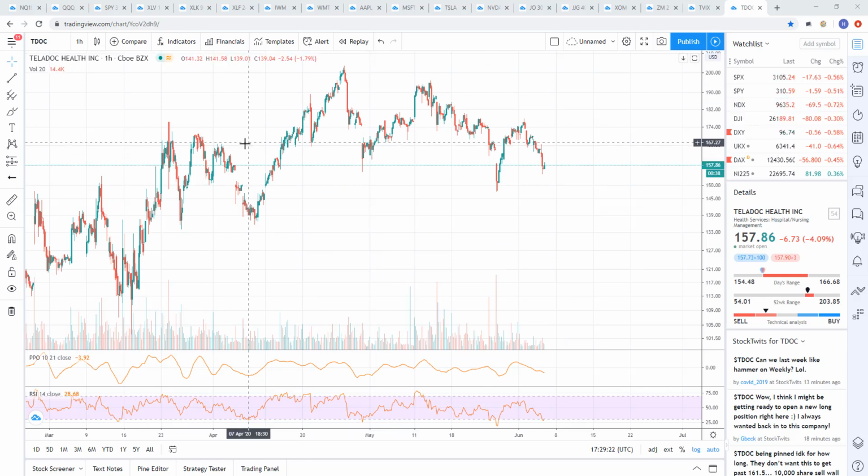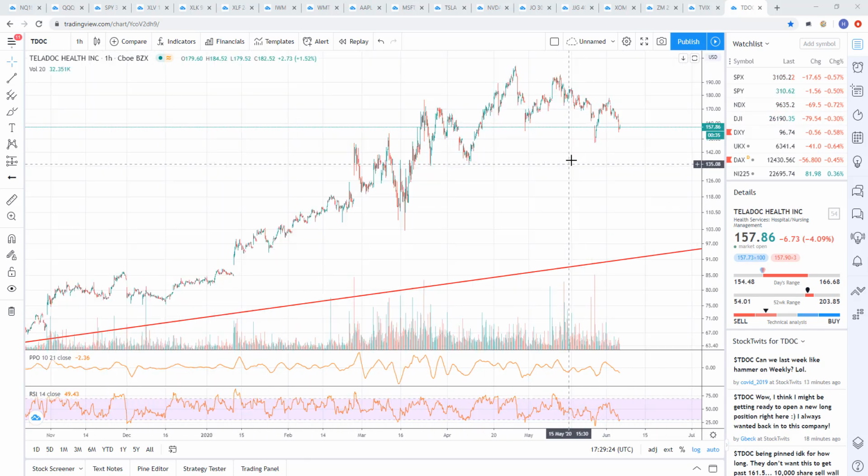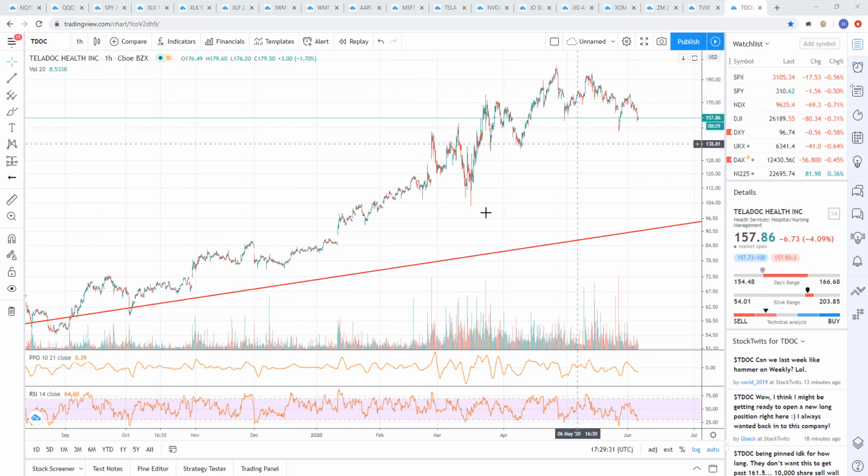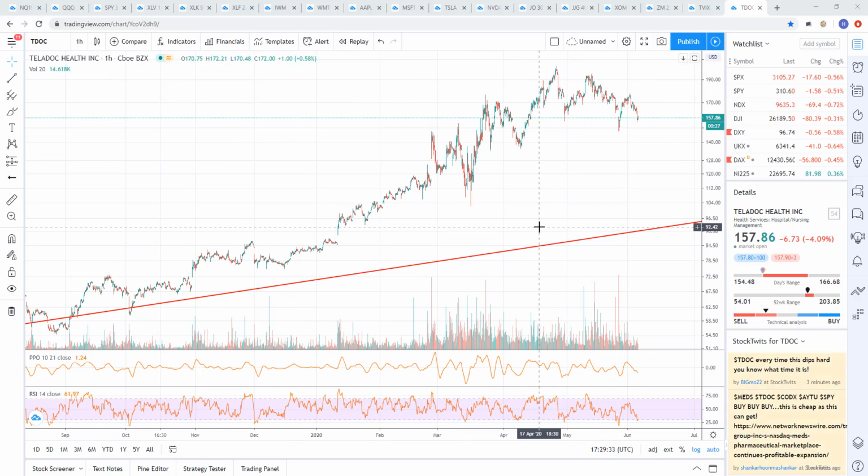And that's really all I got. I was looking at this Teladoc. It's another high flyer, but I don't see any patterns that look good for shorting it right here. And I don't see anything really good at this level for going long. So that's all I got, guys.